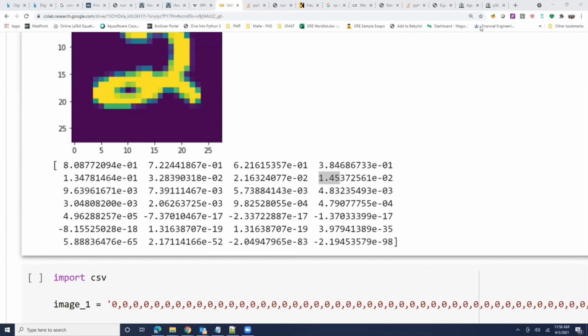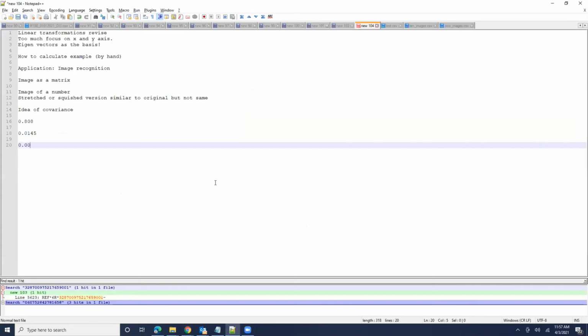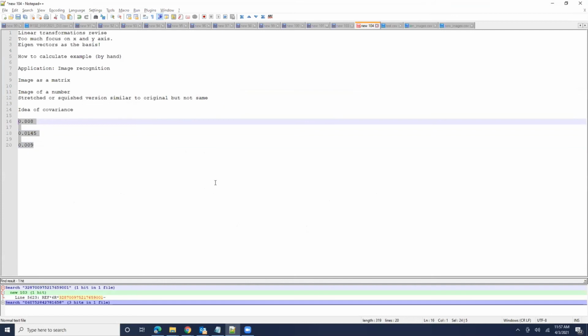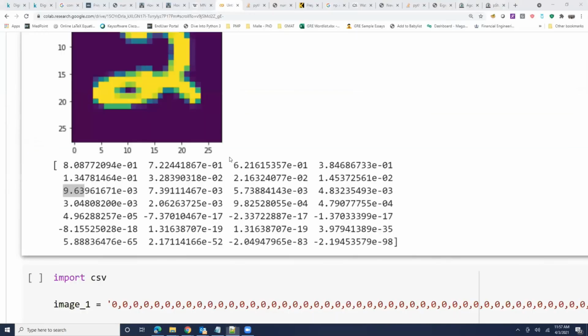Okay. So the first eigenvalue was 0.8. The eighth eigenvalue is 0.0145. The ninth one is 0.009. So as you can see, the values are dropping very quickly, right? This one is a work in progress.